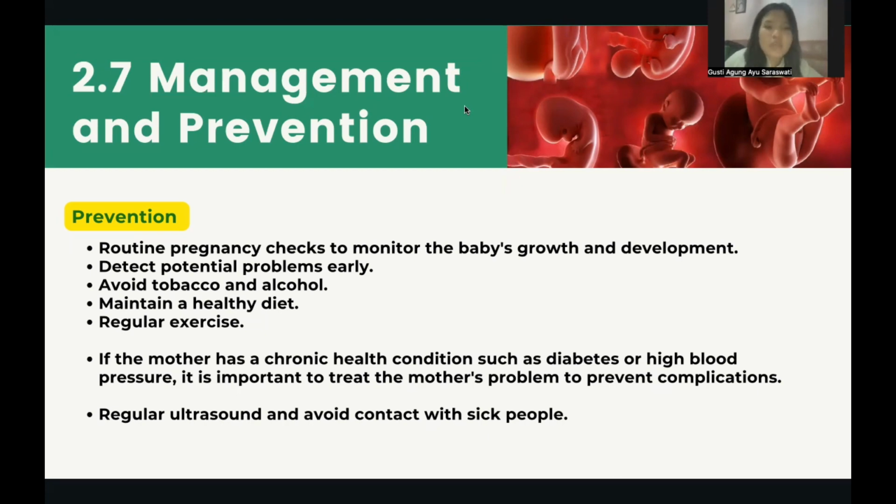Routine pregnancy checks to monitor the baby's growth and development and detect potential problems early, avoid tobacco and alcohol, maintain a healthy diet, and exercise regularly. If the mother has chronic health conditions such as diabetes or high blood pressure, it is important to treat the mother's problem to prevent complications. Regular ultrasound and avoid contact with sick people.